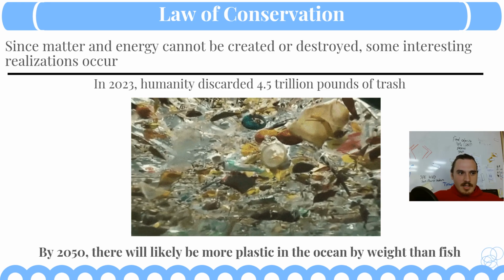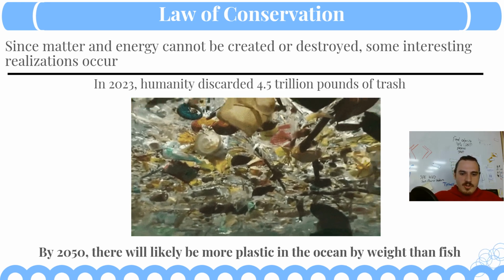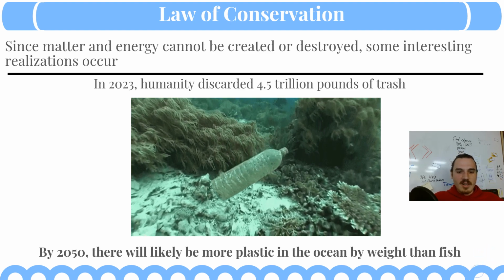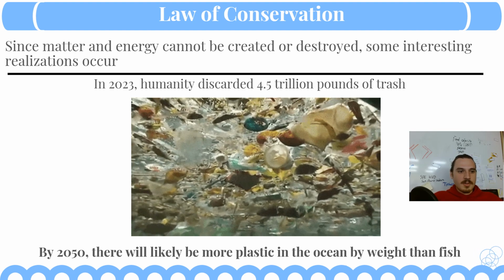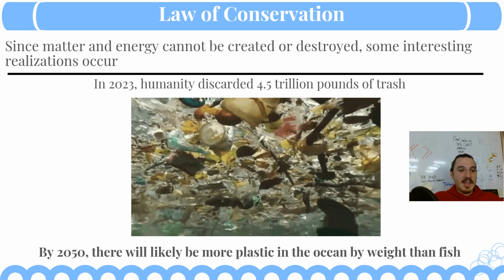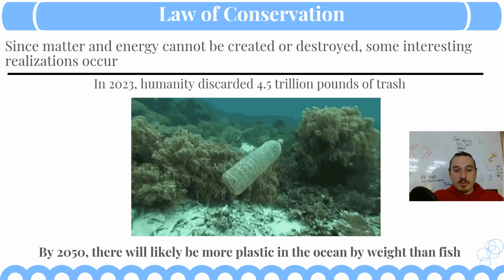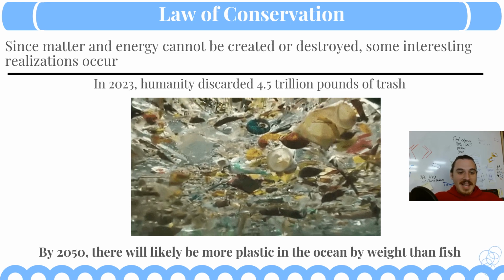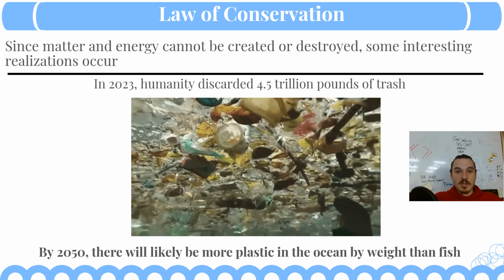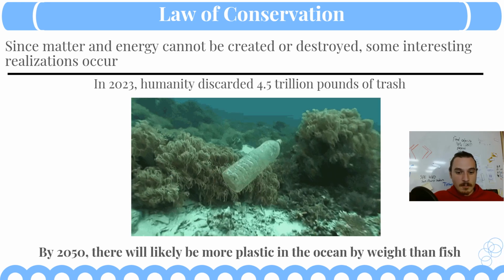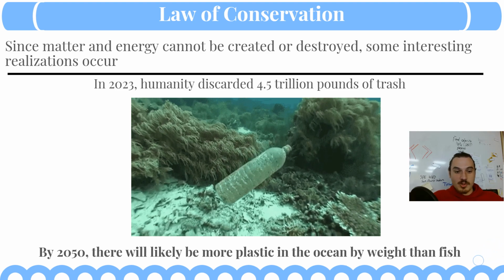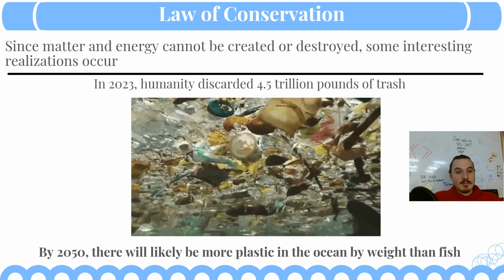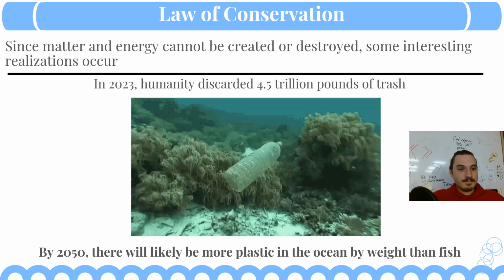A bit sadder here, since matter and energy can't be created or destroyed, everything that we make, everything that we throw away, everything that we don't recycle is out there somewhere in the world. And last year, in 2023, we threw away 4.5 trillion pounds of trash. In 2050, there will likely be more plastic in the ocean by weight than fish. If you imagine your house has more trash than people, that's disgusting. And we need to find some way to change this.